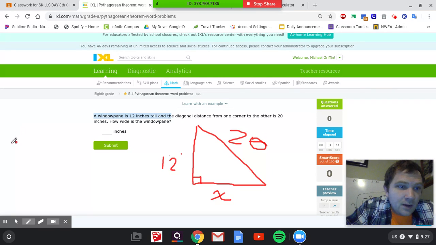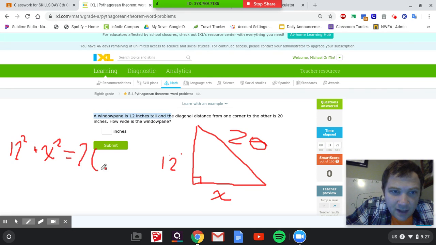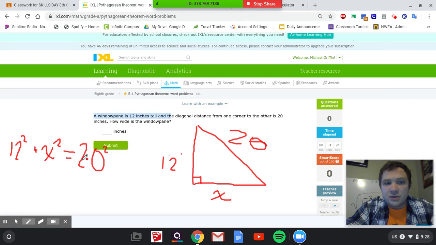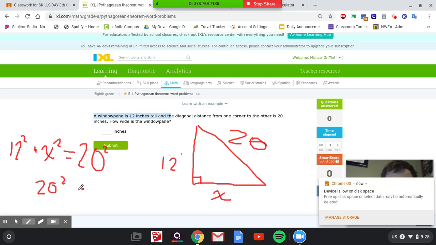All right, so you've got 12 squared plus x squared equals 20 squared. If you watched the video the other day, I showed you that all you have to do is 20 squared, or your hypotenuse, minus your leg squared, and that'll get you your answer. So I'm going over to my calculator.